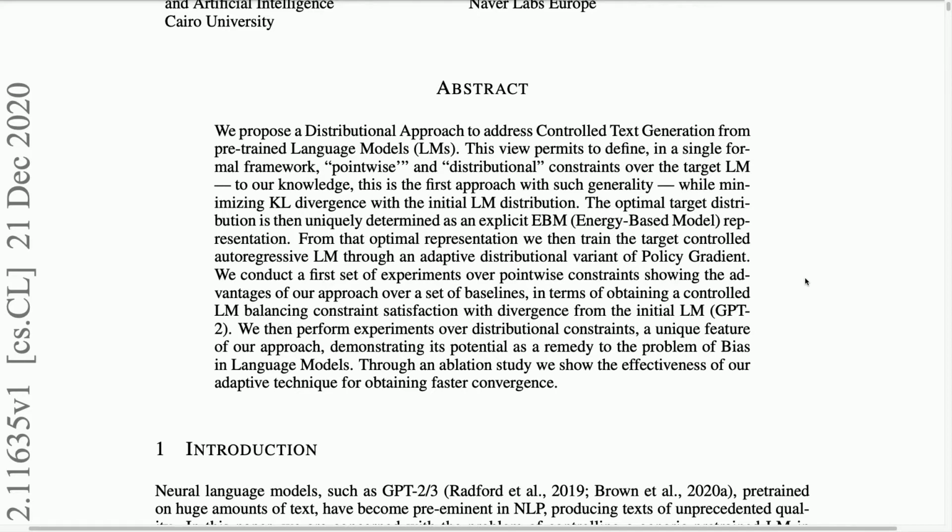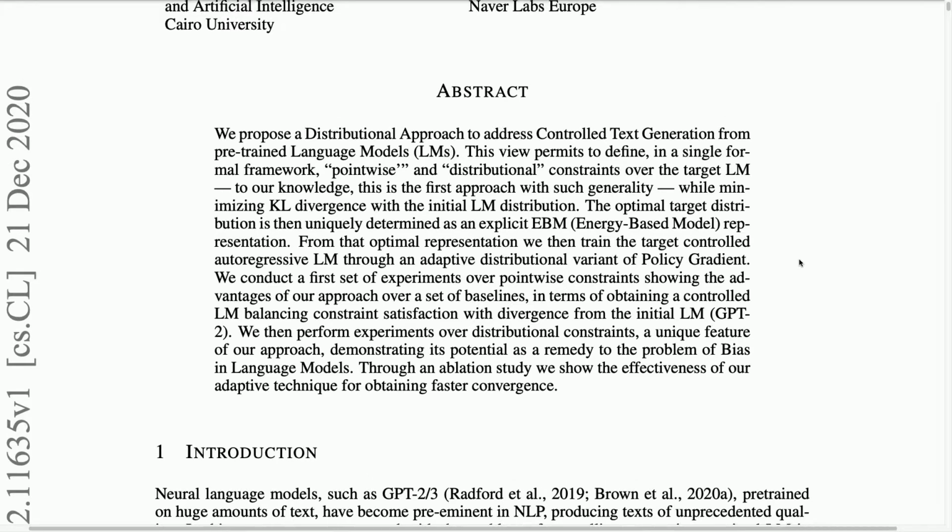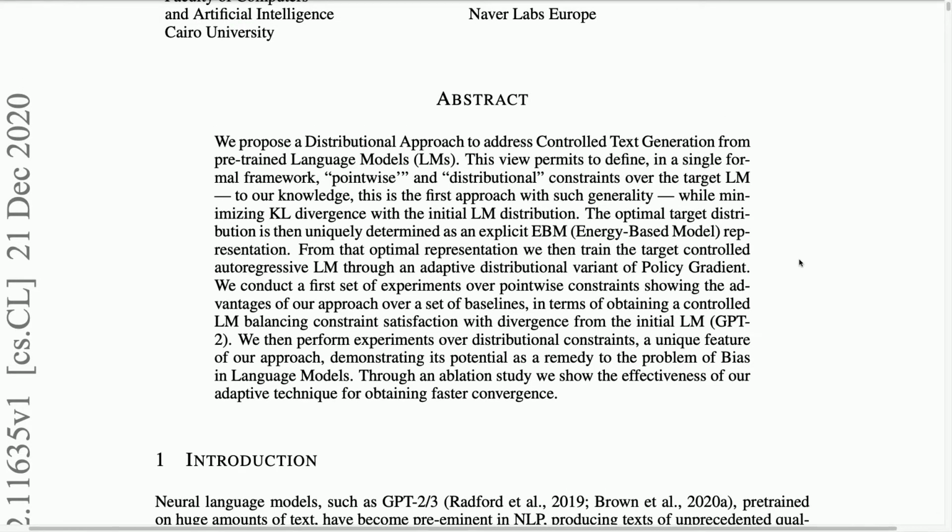In this particular paper, the authors propose a so-called distributional approach to this controlled text generation problem. They come up with an optimal way to modify on the fly the probability distribution of the language model in order to steer it towards a direction to satisfy these constraints. However, at the same time, the steering is carefully measured such that it doesn't move too far away from the original probability distribution of the language model, so that you don't get as much degeneracy by forcing these constraints into the language model.